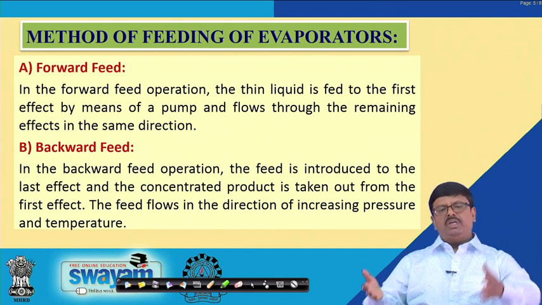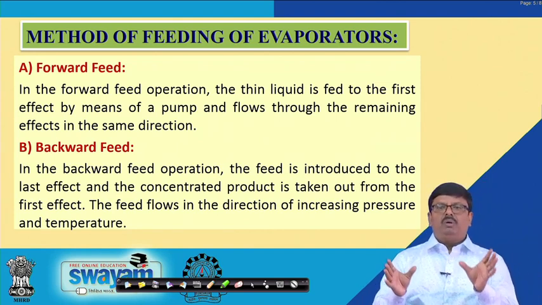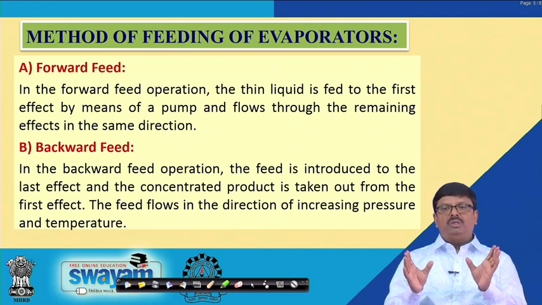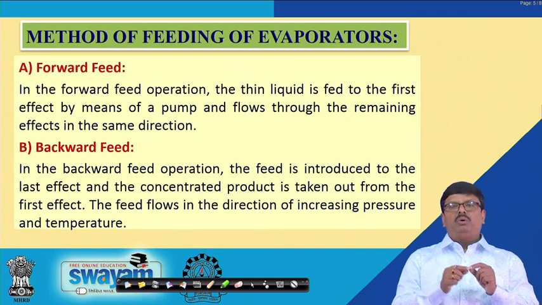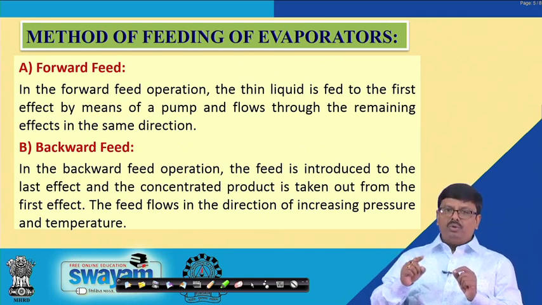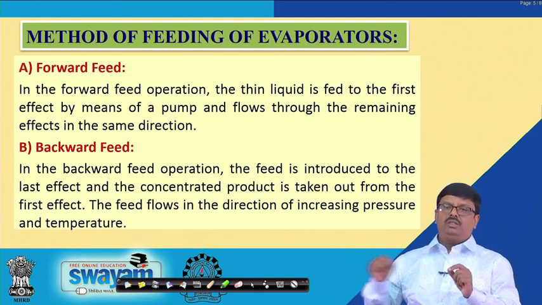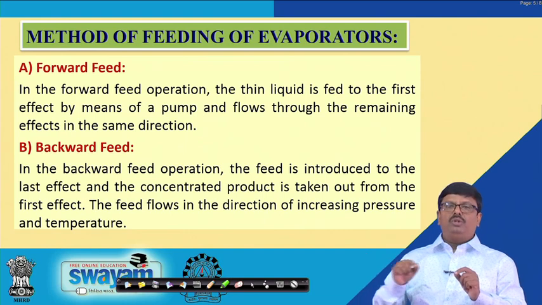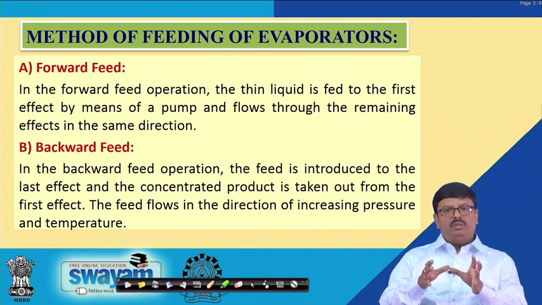That means, just for example, if there is a triple effect evaporator with 3 different evaporation units, then forward feed means the feed is necessarily introduced at the first one, and then with the help of this pump, it is passed on to the next effects, the second effect, then the third effect. So, first, second and third. This is the direction in which the products of this evaporator move.